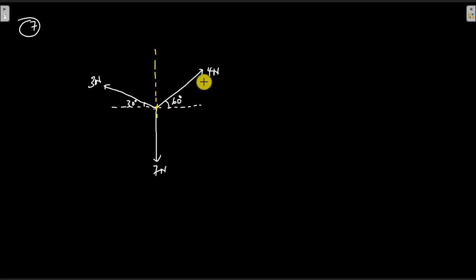So there we go. Let us resolve the 4 newton force. I'm going to resolve that using the green color. We know that there is going to be a component here of 4 cos 60. From what we've looked at previously, you can prove that this is true. We also have a force of 4 sine 60 in the upward direction.